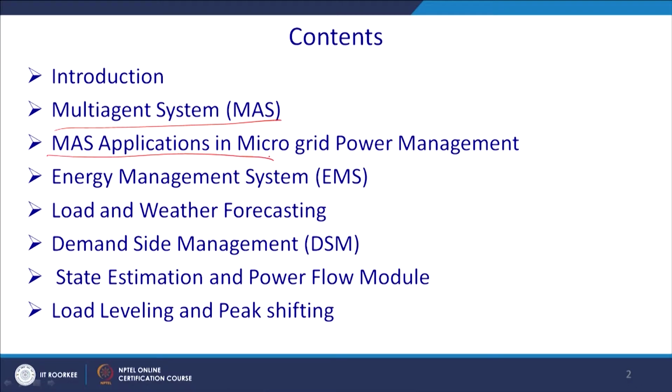Thereafter, MAS, that is the multi-agent systems, and its application in the microgrid. Then we shall discuss the energy management system, and that has some sub parts, that is load forecasting, weather forecasting, demand side management, state estimation, and the power flow module, and the load leveling and the peak shifting. These are very important things not only in microgrid, but also in normal applications, and also in a normal grid.